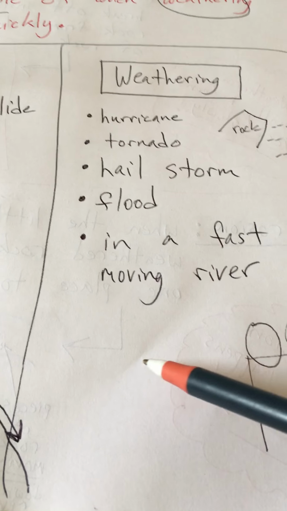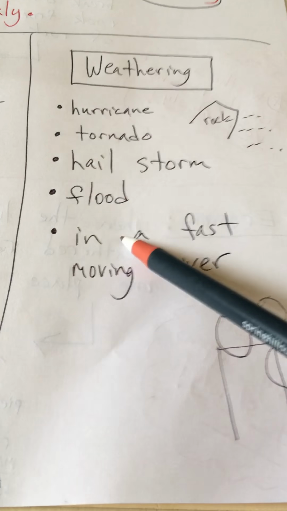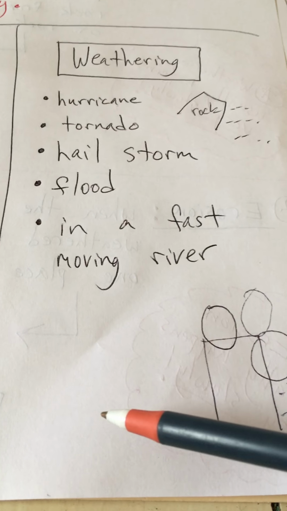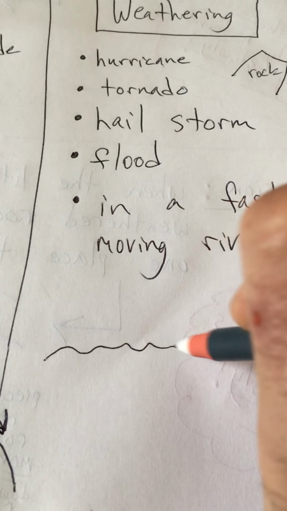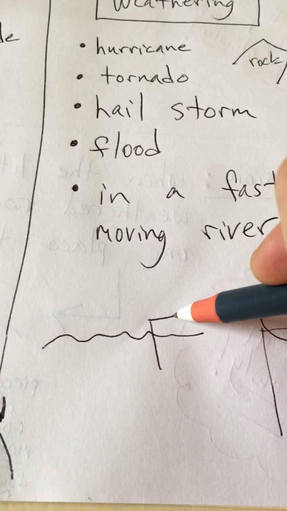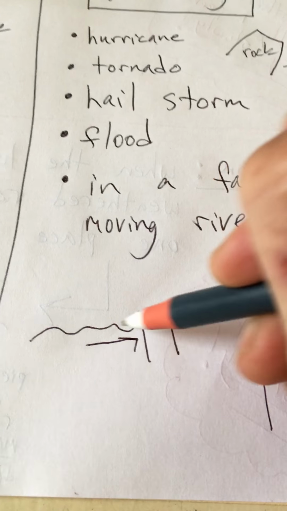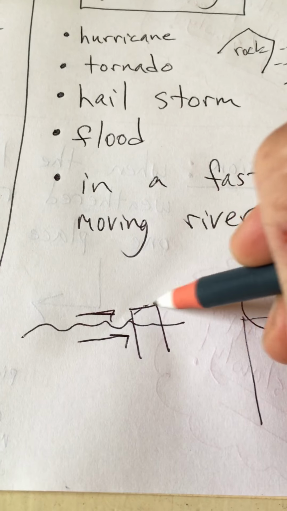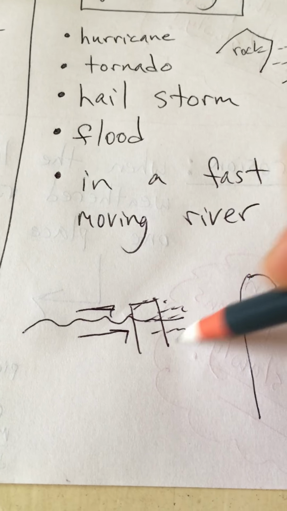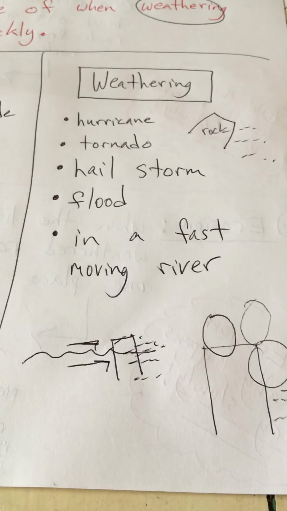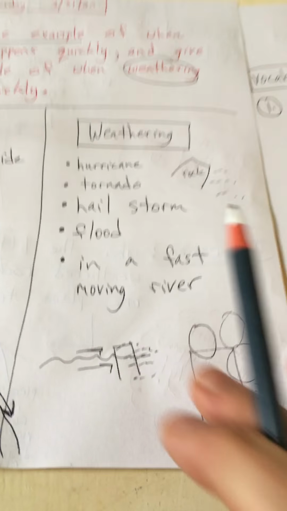Okay? Same thing with a flood. If the water is really rushing fast, these two are similar. In a fast-moving river, that water is going to be flowing so quickly that if there is a rock in that river and the water is really quickly going at it, it's going to break off more pieces faster than in a regular moving river.